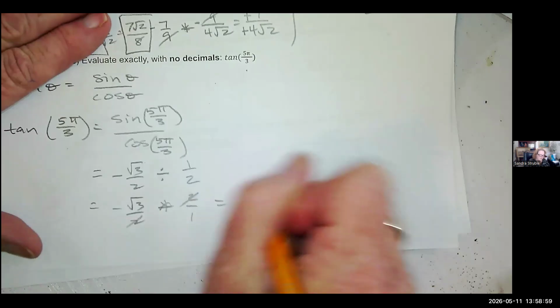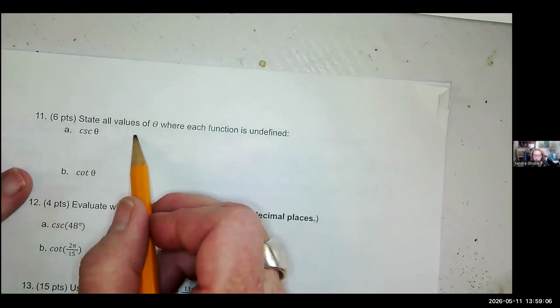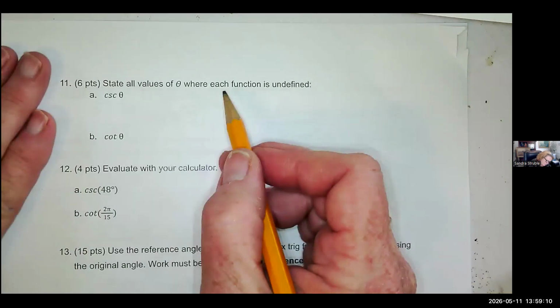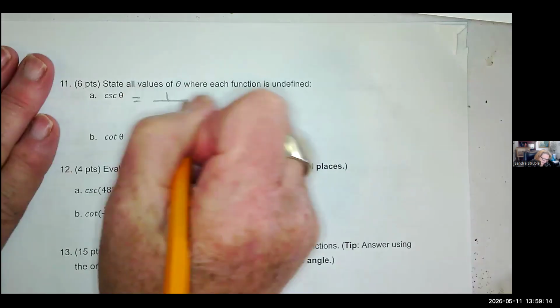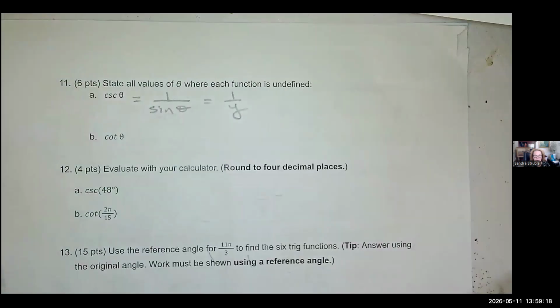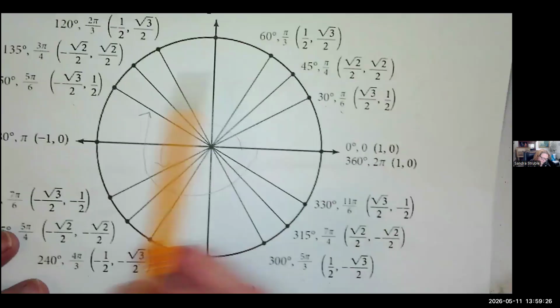And the last page. State all values of theta. This is for your unit circle, as you know, where each function is undefined. Well, cosecant of theta is the same thing as 1 over the sine of theta, and that's the same thing as 1 over y, right? So where is y? 0, because you can't have a 0 in your denominator. So y can't be 0. Well, y is 0 at 0, 180, and 360. That's a full unit circle.